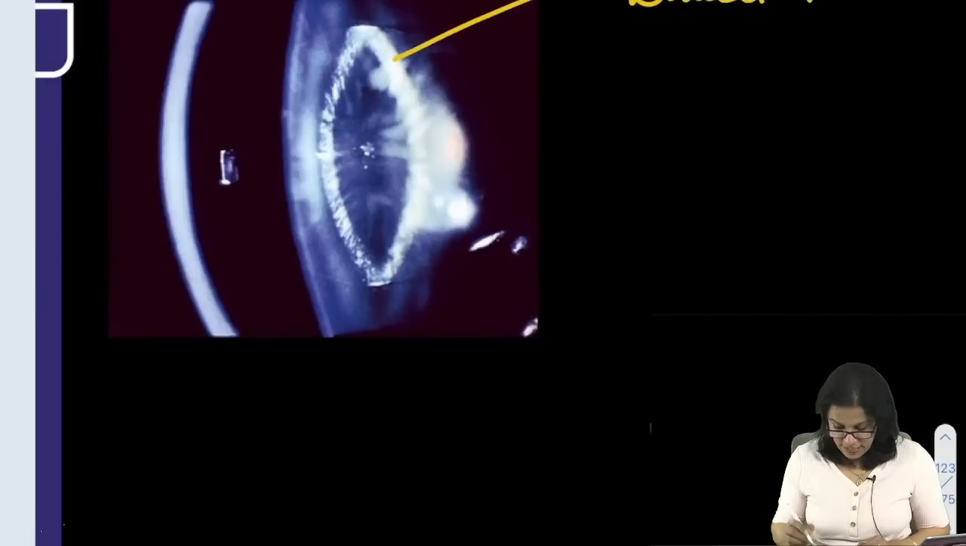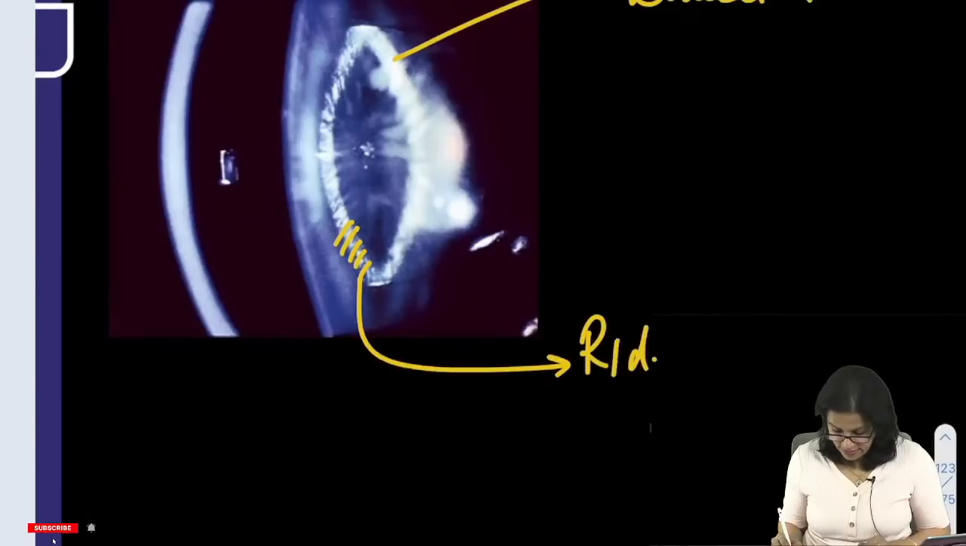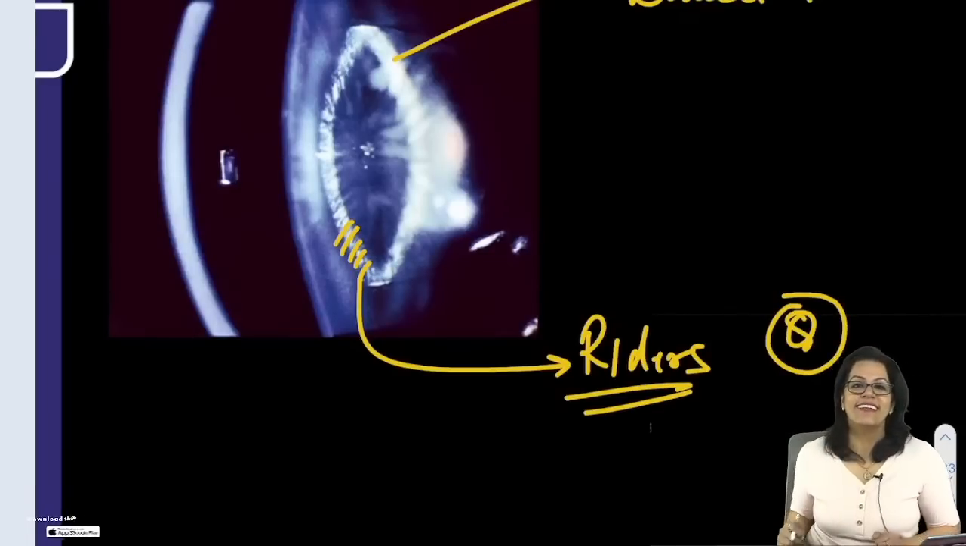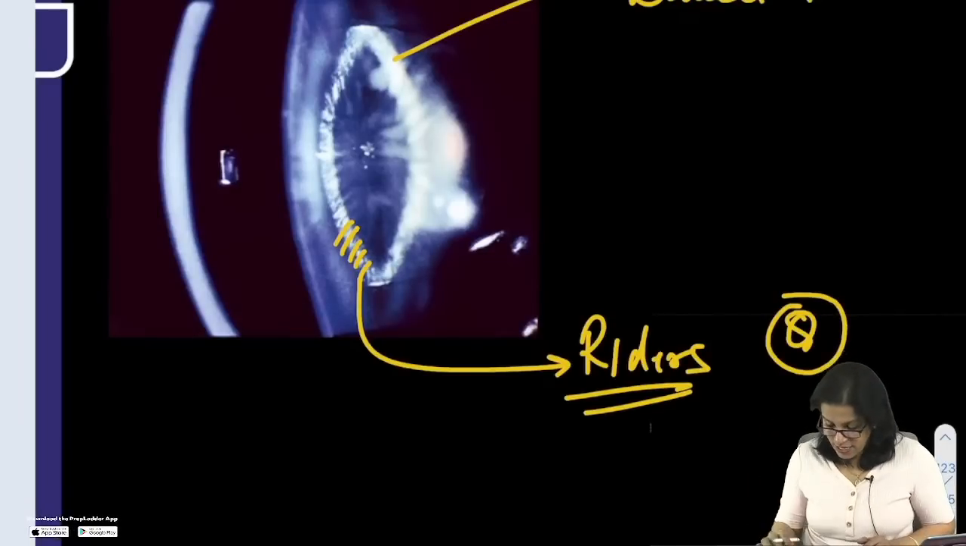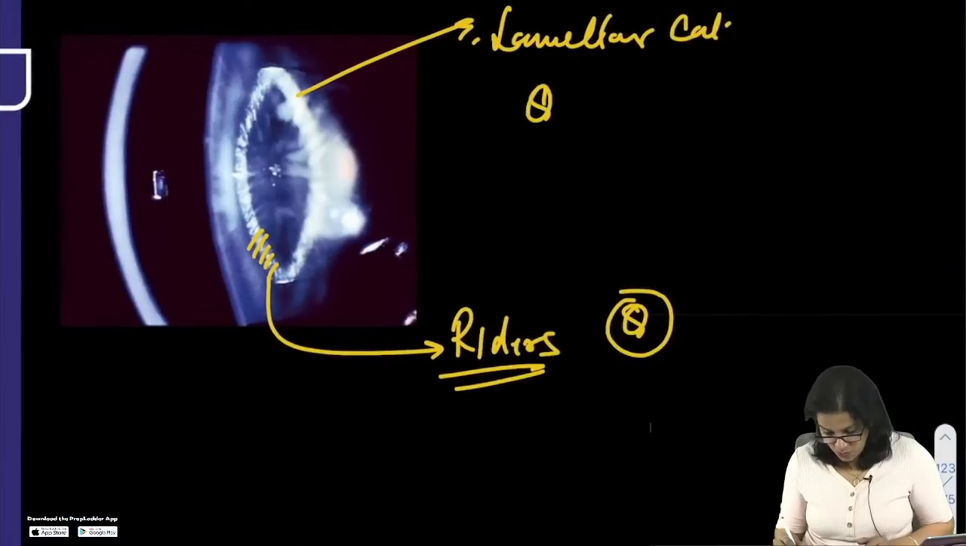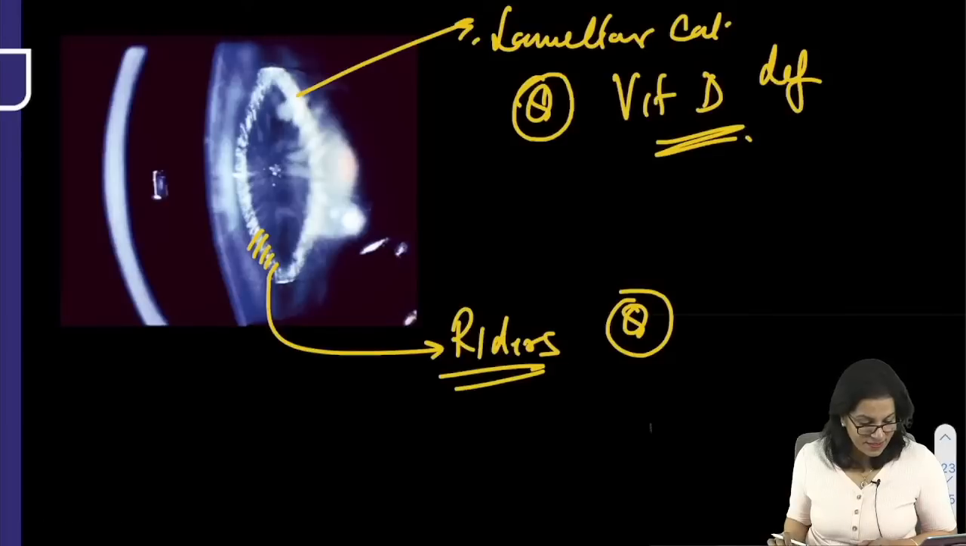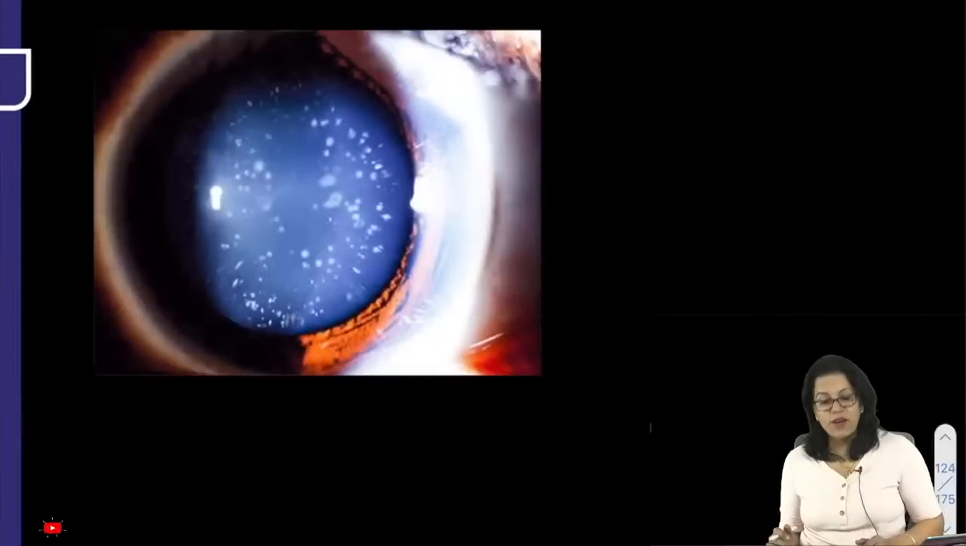So lamellar cataract, what are these? What do we see here? These are called riders. It's an exam question. Riders are nothing but additional opacities on the cataractous lamellae. These are riders. Another question: lamellar cataract occurs due to which vitamin deficiency? You will say vitamin D deficiency. It is due to vitamin D deficiency. Okay, what is next?